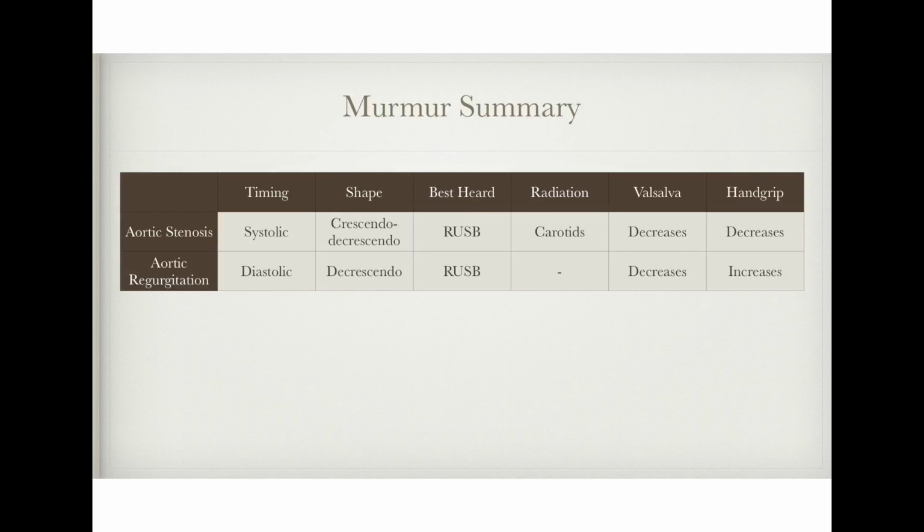Hand grip, on the other hand, would increase the murmur of aortic regurgitation, as the increase in aortic pressures from the increased afterload would drive a higher pressure gradient for blood to flow back from the aorta into the left ventricle. Here's that aortic regurgitation murmur once more.